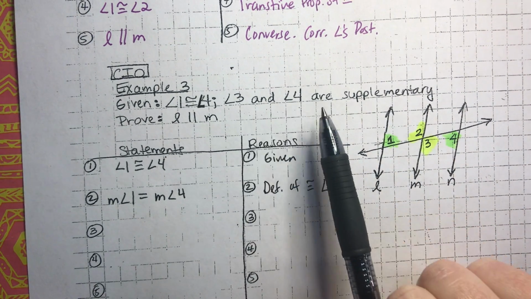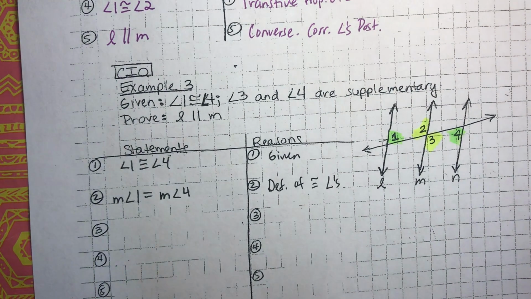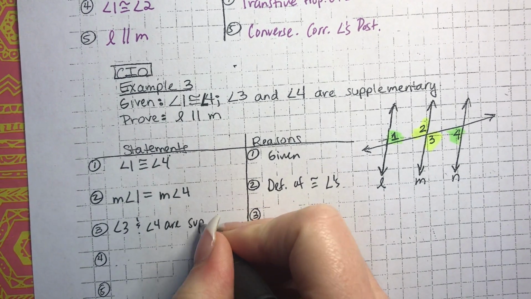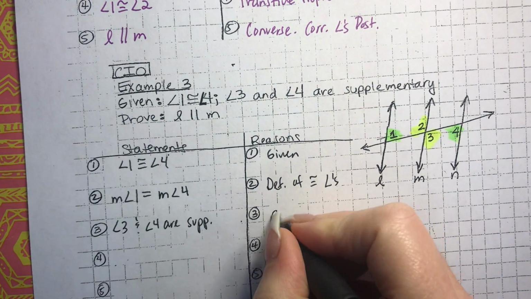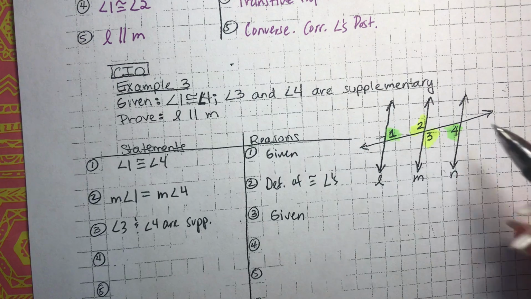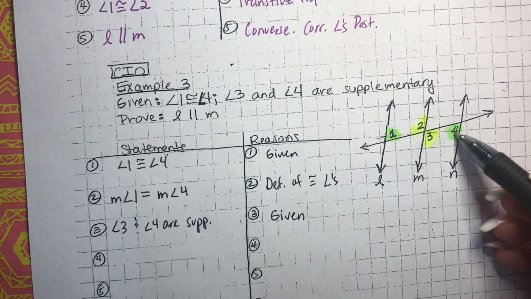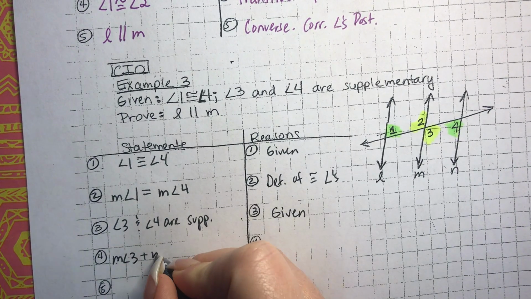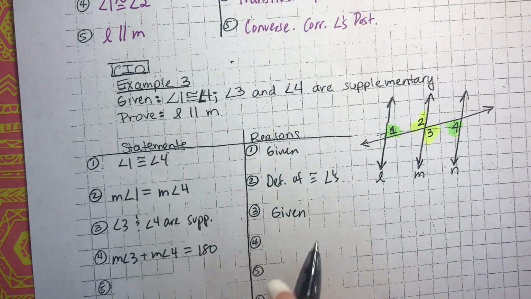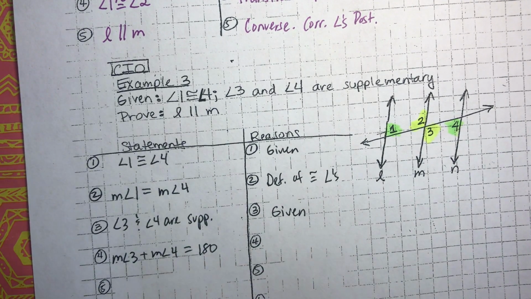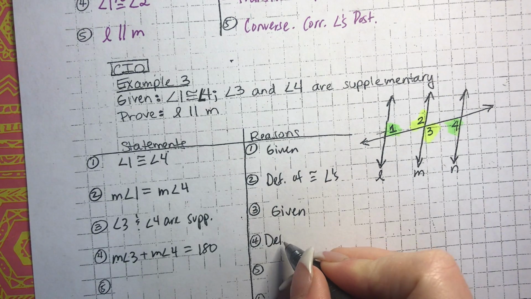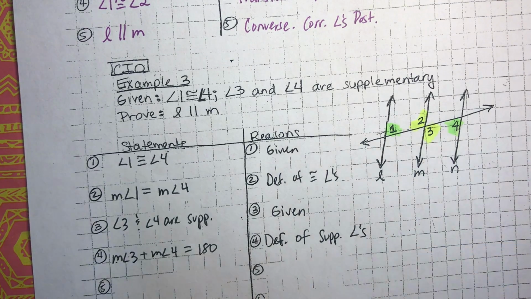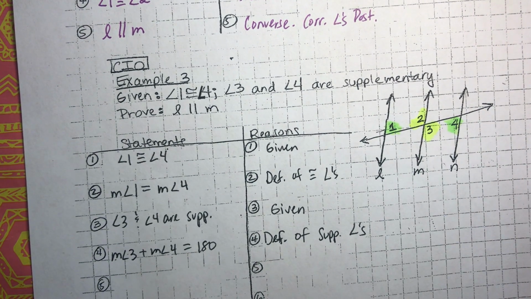So let's go ahead and jump to angle 3 and angle 4 are supplementary. Okay, just supplementary, and that's given. And then because of that information, I can go ahead and write an equation. Measure of angle 3 plus measure of angle 4 equals 180. Do you guys know the reason for this? Do you remember? By the definition of supplementary angles. All right, if you said that, you were right.